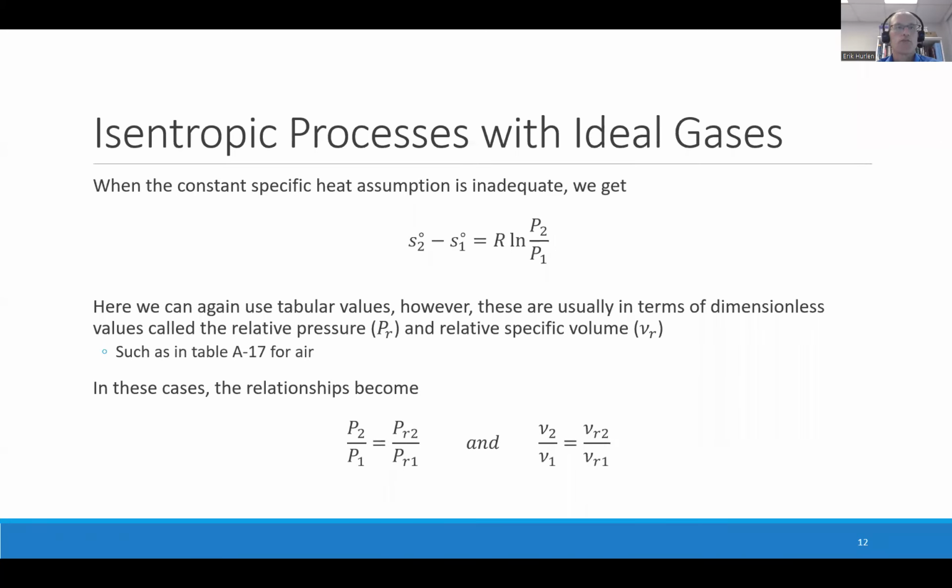If the constant specific heat approximation is not applicable, we can go back to the S0 variables to get S2 0 minus S1 0 equals R times the natural log of P2 over P1. In these cases where tabular values are used, the pressure and specific volume are given in dimensionless quantities called the relative pressure Pr and relative specific volume vr. In these cases, the ratios for the relative variables are equal to those for the normal variables. In other words, P2 over P1 equals Pr2 over Pr1, and v2 over v1 is equal to vr2 over vr1.